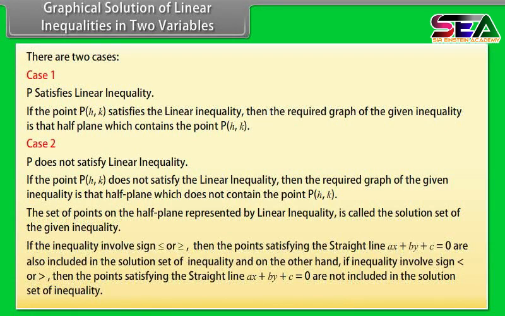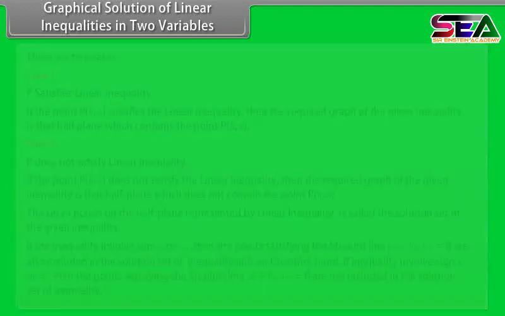If the inequality involves the sign less than or equal to, or greater than or equal to, then the points satisfying the straight line ax plus by plus c is equal to 0 are also included in the solution set of the inequality. On the other hand, if the inequality involves the sign less than or greater than, then the points satisfying the straight line ax plus by plus c is equal to 0 are not included in the solution set of the inequality.